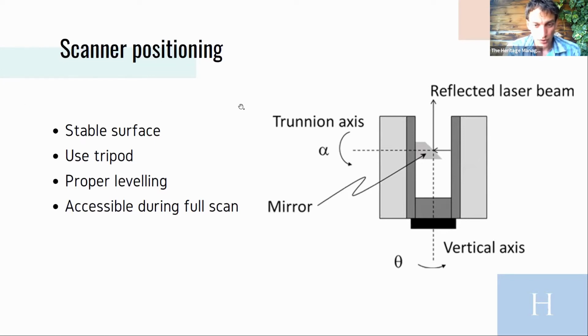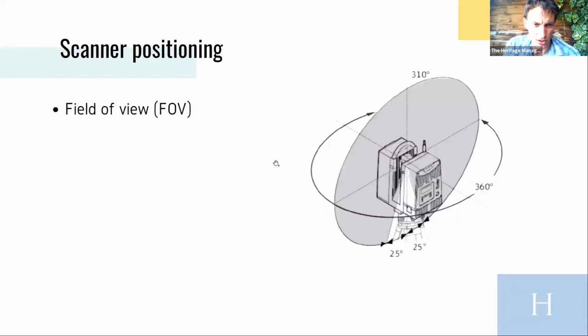Regarding the stable surface, especially in urban environments, this can be quite tricky. For example, one thing that I would advise you to avoid is positioning your scanner on highly vibrating surfaces like bridges or metal plates near rail constructions or highways or something like that. So always try to make sure that you have a solid, stable surface underneath you.